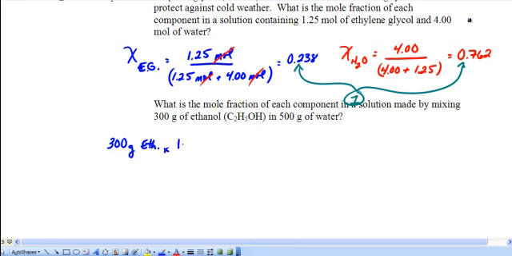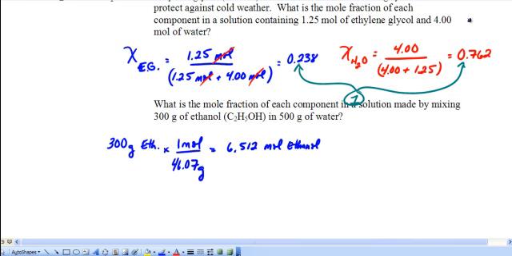And the molar mass, 1 mole of ethanol, well, you have 2 carbons. So you have 2 times the 12.01, plus you have 6 hydrogens at 1.008, and you have the 1 oxygen. So you have 46.07 grams per mole. So therefore, you have 6.512 moles of ethanol.